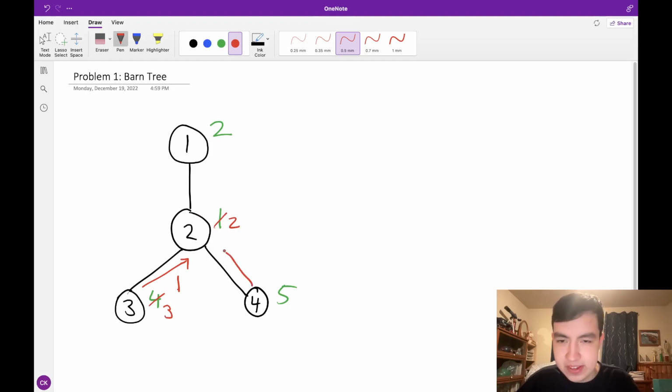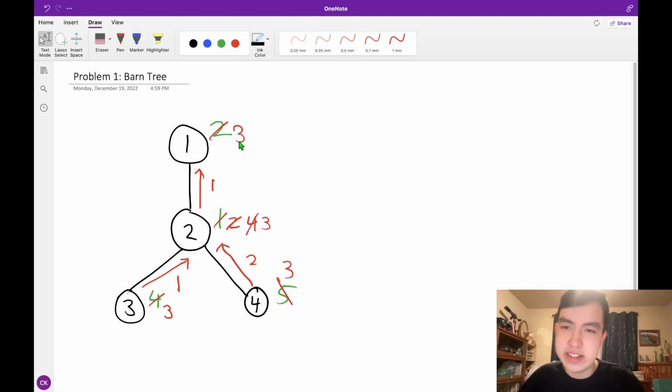Then we can move 2 hay bales out of here, which turns this into 3, and then this goes into 4. And then we can move 1 hay bale up there, turning this into 3, and turning this into 3. And now all of the barns have 3 hay bales in them. This took a total of 3 moves, which is the minimum.